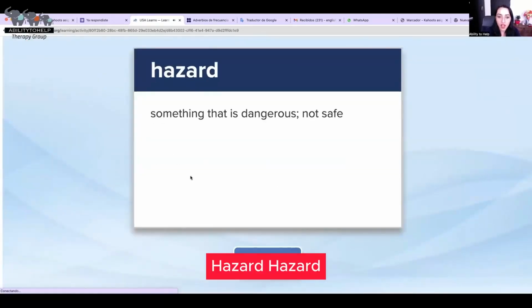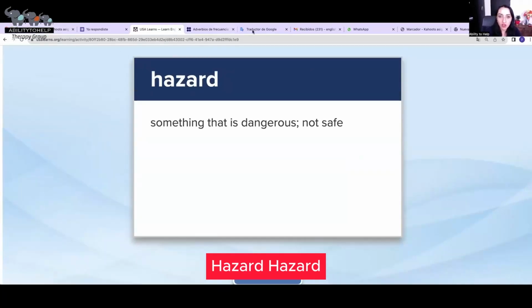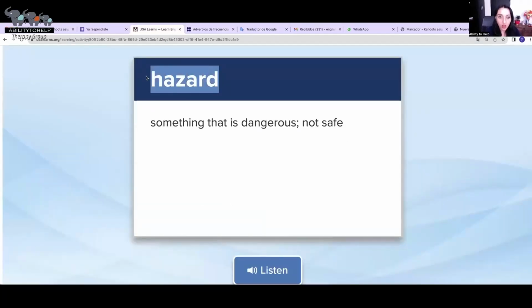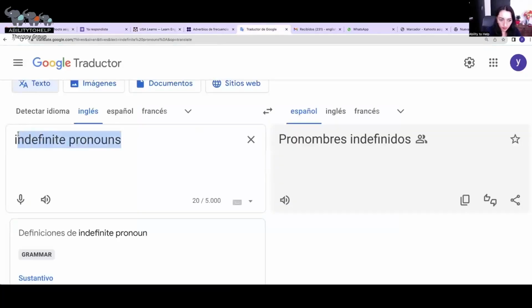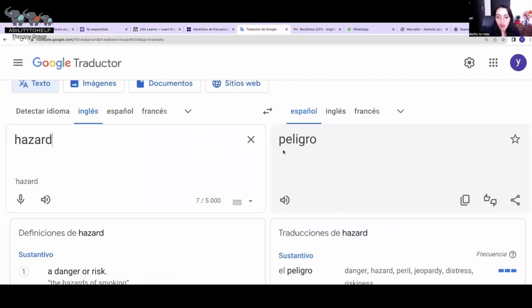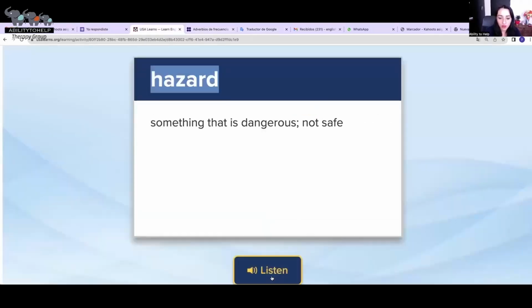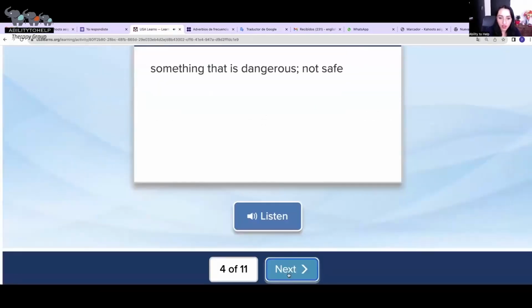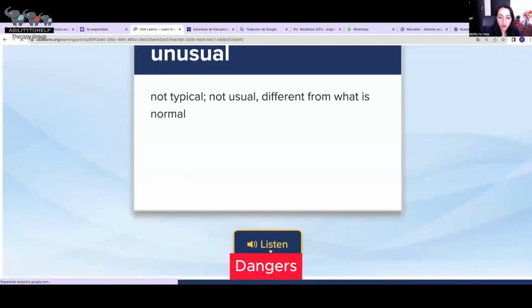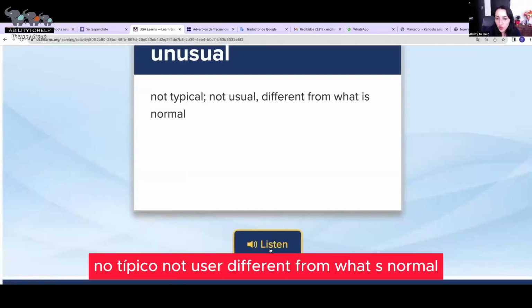Hazard. Something that is dangerous, not safe. Don't forget it. If you have doubts, you could find the answer here. Look at this. Dangerous. Hazard is like dangerous. Unusual. Not typical, not usual. Different from what is normal.